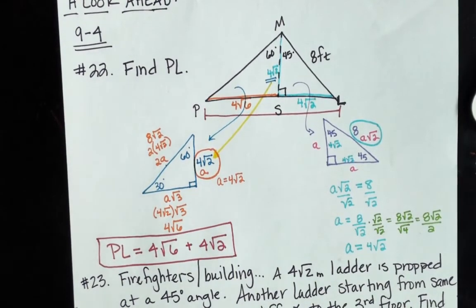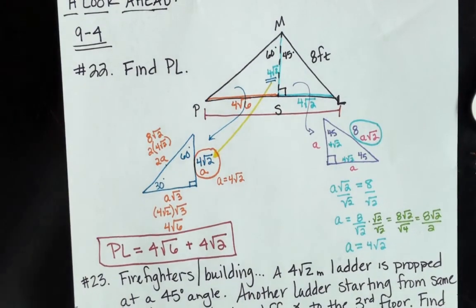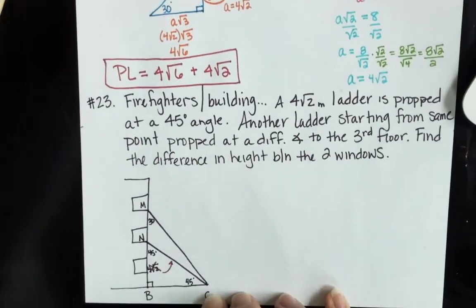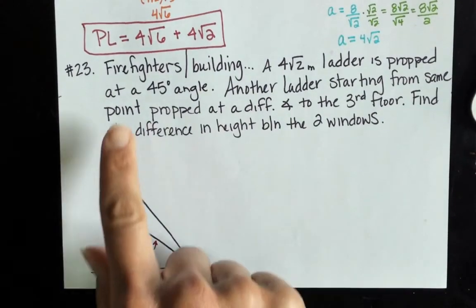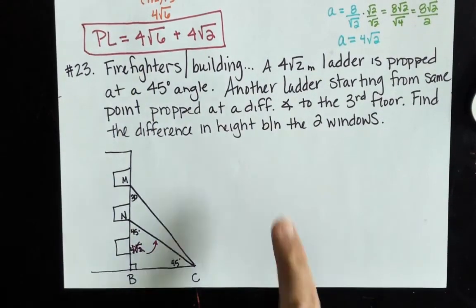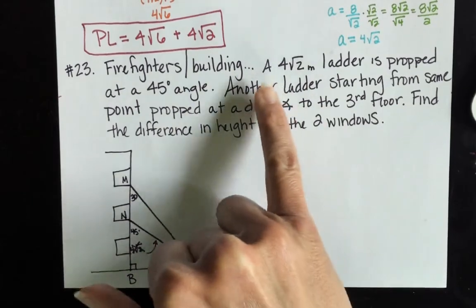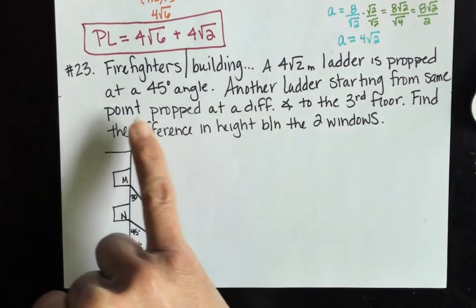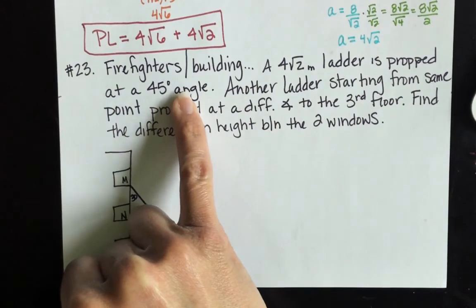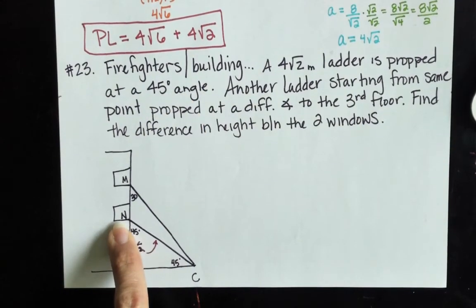So number 23, I purposely did. I was going to stop, but I didn't like where the 4 radical 2 was sitting. So we're going to look at this real quick. I did not write the whole problem out. I abbreviated. It says that there are firefighters getting ready to enter a building, and they're going to place a 4 radical 2 meter ladder at a 45-degree angle to a 2nd-story window. So that's what this guy is.